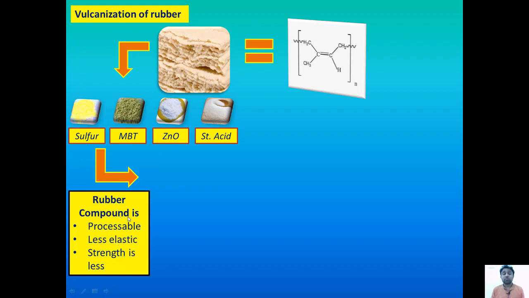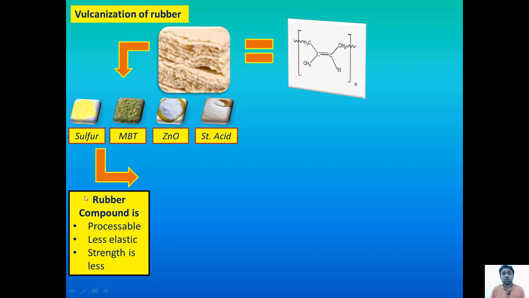But processability is important in processing steps, because we need to shape our rubber product, maybe into a tire, a ball, or whatever the product is. So it should be more processable at the compound stage. Let's take the example of a tire. The tire compound is more processable, that's why we can shape that compound into a tire. But think of a tire, it is more elastic and has big strength. But the compound has less strength and less elasticity and high processability.